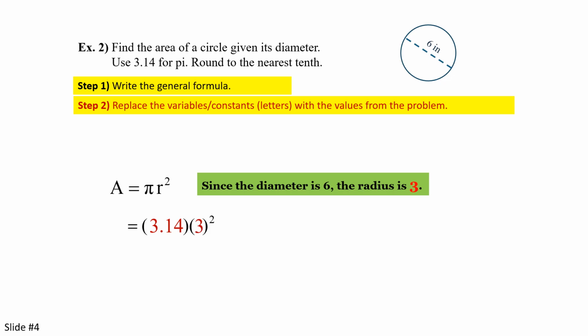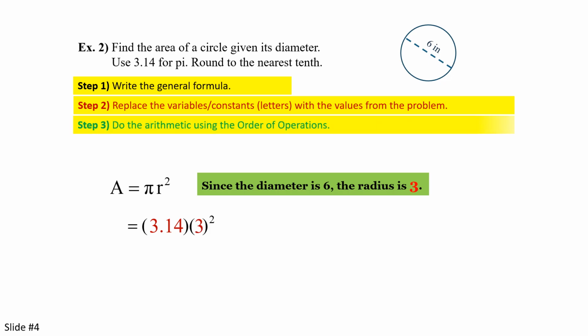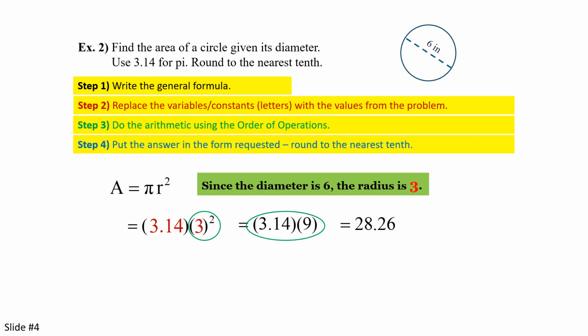The formula calls for the radius, so that's what we put in, 3. Then we do the arithmetic using the order of operations. 3 squared is 9, so 3.14 times 9 gives us 28.26. Put the answer in the form requested, in this case round to the nearest tenth. There's our tenths position. We look one to the right. 6 is 5 or higher, so it raises the 2 to a 3. So it's 28.3. Tack on the units. It's an area, so it's going to be the second power. It was inches, so it's inches squared. So the answer is 28.3 inches squared.